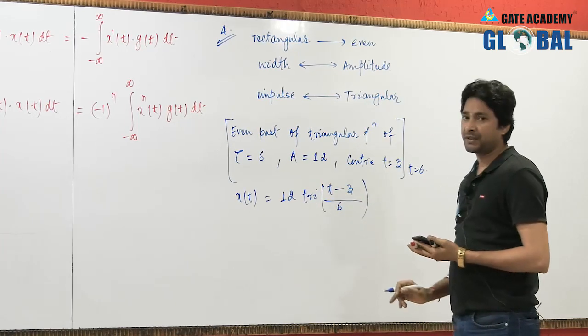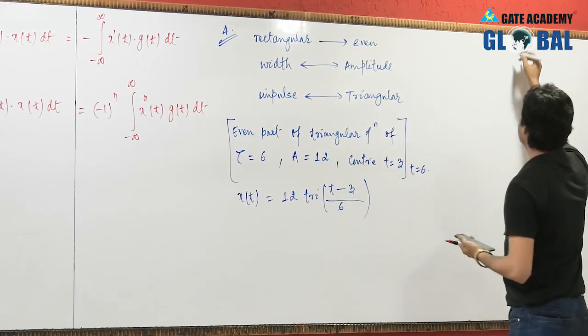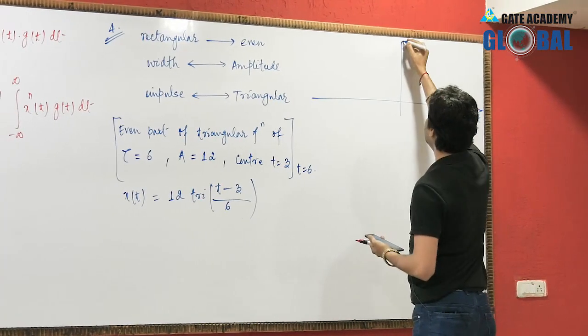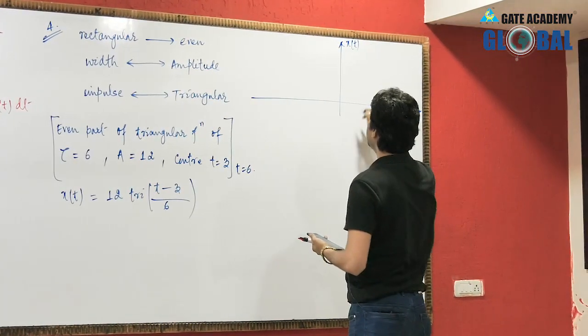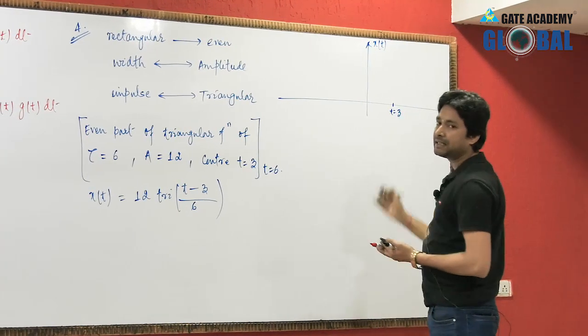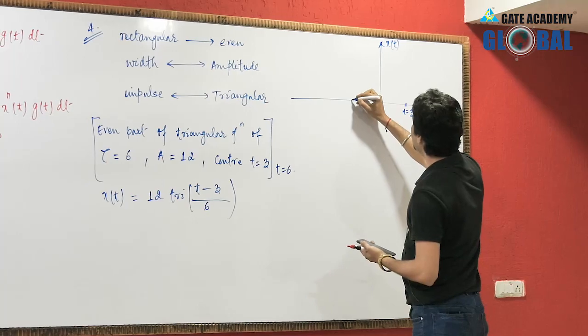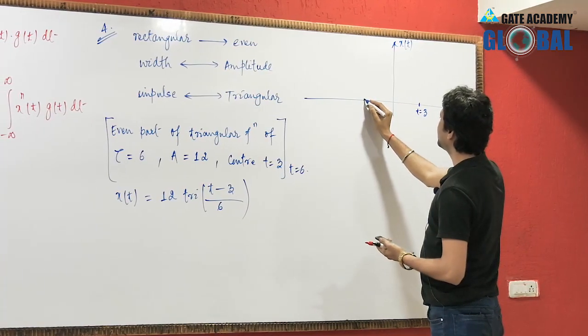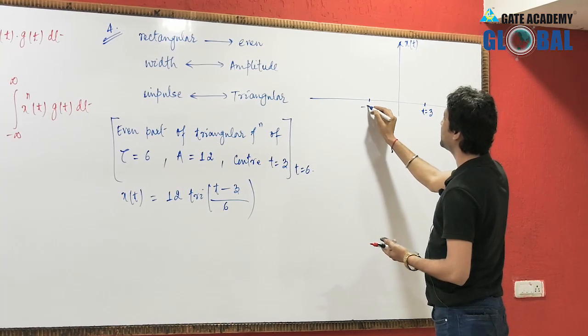So it is the triangular function. How can you plot it? Let it be a function x of t. It is the triangle x of t with respect to t. This triangle is centered at t equals 3, having half width 6. So half width is 6. Therefore, from t equals 3, the half width is 6, so this point will be minus 3.